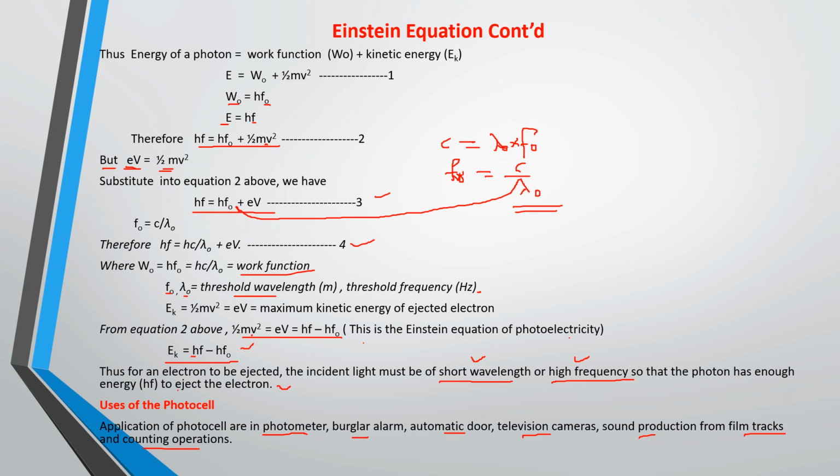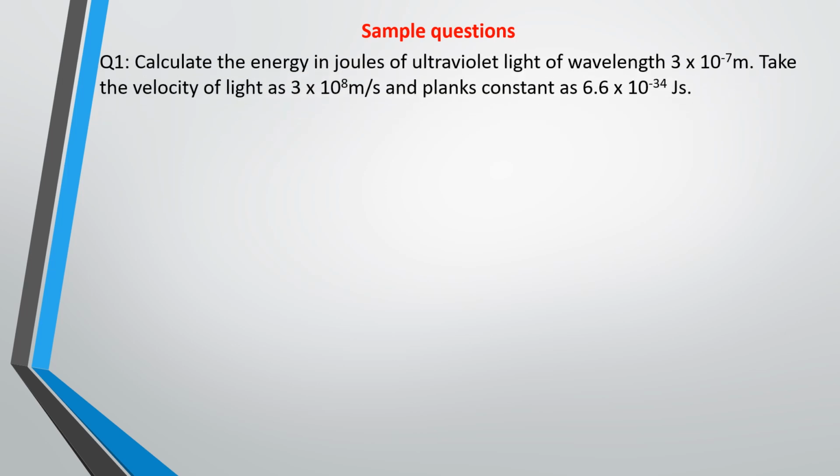So guys, having discussed all this, we need to solve some problems so that we'll see how we can apply all those many equations that we have discussed. Okay, so let's solve some problems. This is sample question 1, and it says calculate the energy in joules of ultraviolet light of wavelength 3 times 10 power minus 7 meters. Take the velocity of light to be 3 times 10 power 8 meters per second, and Planck's constant as 6.6 times 10 power minus 34 joule seconds.